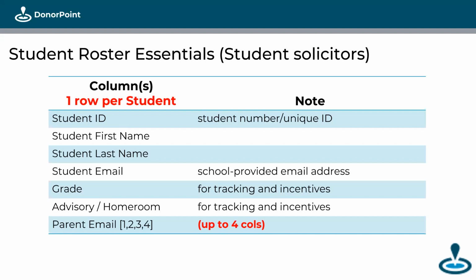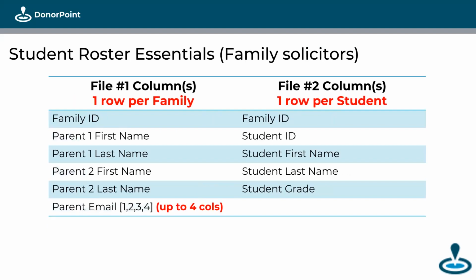When DonorPoint sends out a reminder to students, a launch email, a forwarded email, or a notification that someone has bought tickets in their name, parents always get a copy. There is no communication about the raffle that doesn't also go to the parents, as long as you provide those email addresses to us. Okay. This is what a student raffle spreadsheet needs, your student roster that you'll get from the office.